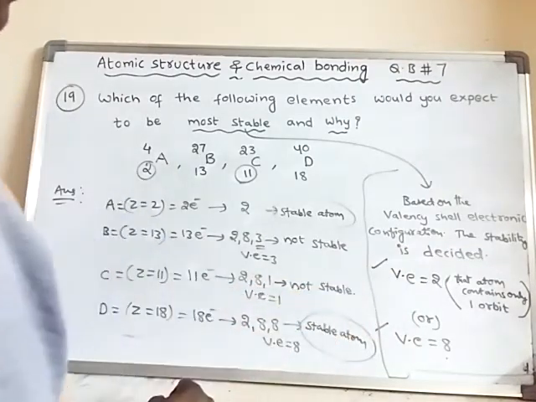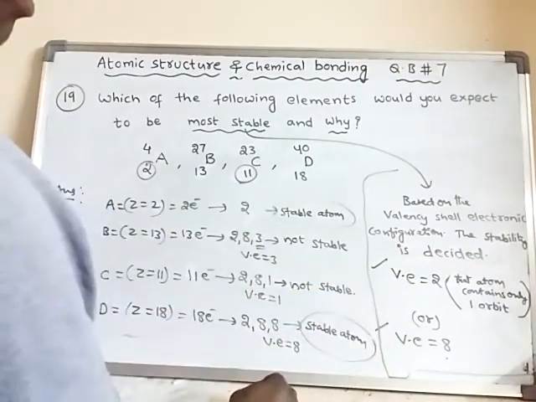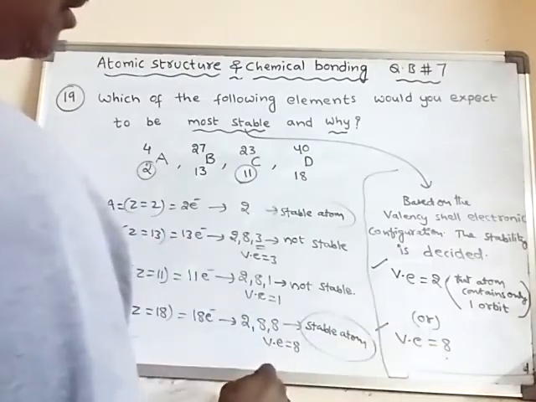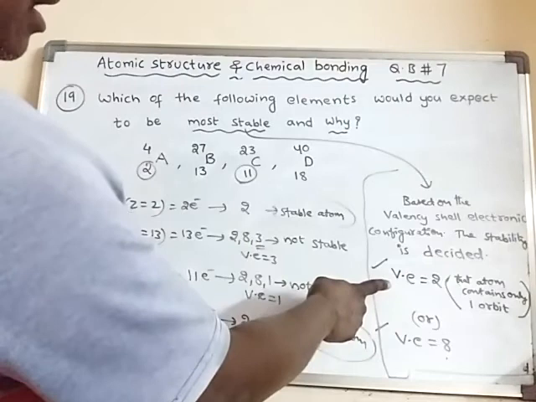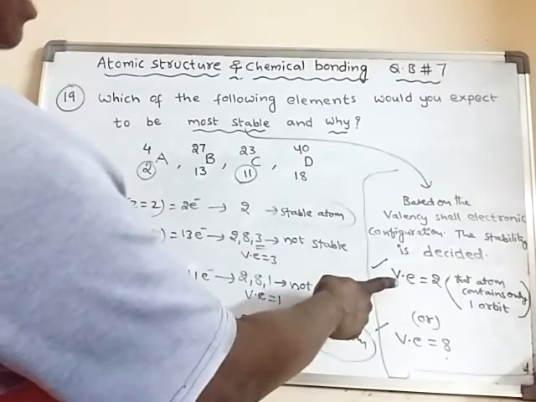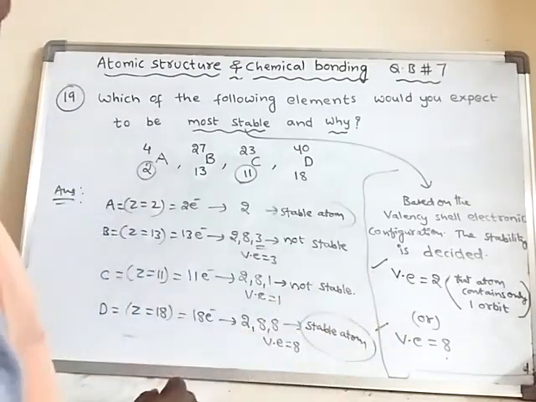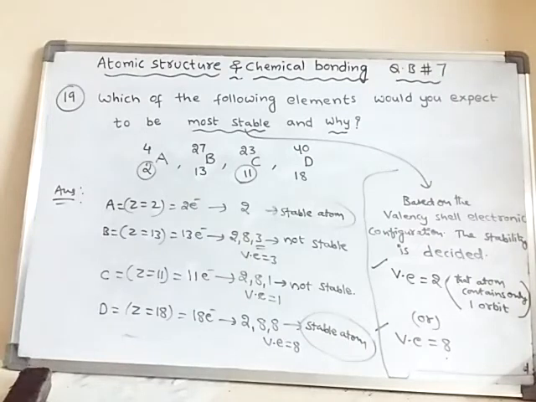So this is one condition. Or if the valence electrons are 8, this is also stable. So if either this condition or this condition is met, then that atom can be considered a stable atom.